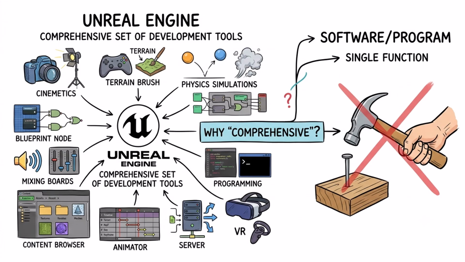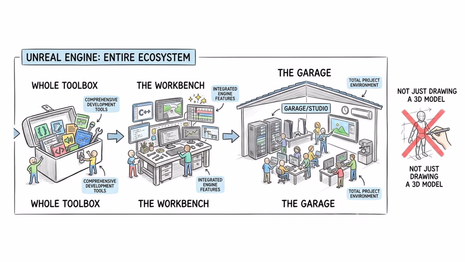Unreal Engine as a comprehensive set of development tools. Let's just stop on that first word, comprehensive. Why that word? Why not just call it software or a program? Because software or program implies a single function, like a hammer. You use a hammer to hit a nail. That's its job. But a comprehensive set of development tools implies an entire ecosystem. It's not just one tool, it's the whole toolbox, and probably the workbench and the garage it's sitting in.